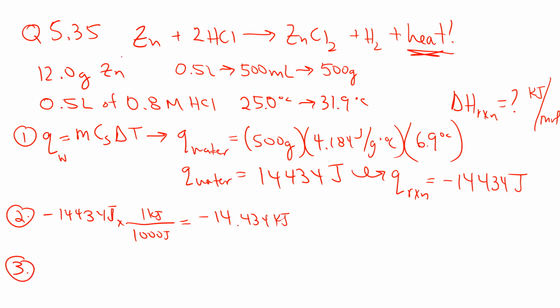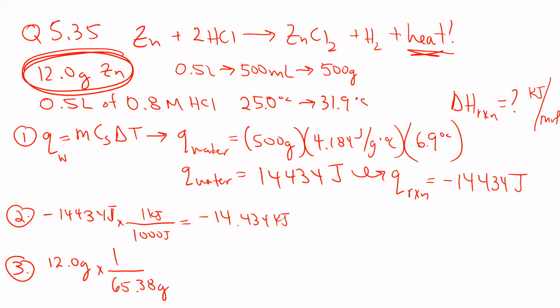And just like we did before, I need to find the moles of zinc in this reaction. So I've got 12 grams of zinc, right? We go to the periodic table. We look up that zinc is 65.38 grams for 1 mole of zinc. So 12 divided by 65.38, get 0.1835 moles of zinc.